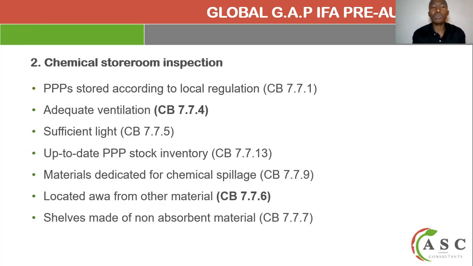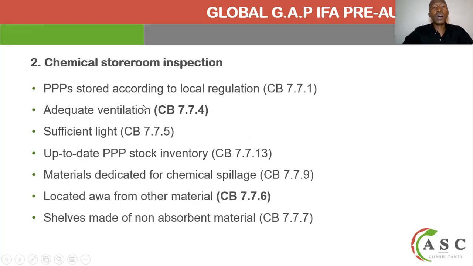The chemicals must be stored preferably according to their label groupings. Like your blue labels, they must be grouped together. Yellow labels, they must be grouped together, and so on. And furthermore, as we move along, there should be adequate ventilation. As you can see, this particular clause reference is bolded. So wherever you see a bolded clause, it means that this particular requirement is a major must requirement. Everything that is not bolded is a minor, but those that are bolded are a major must.